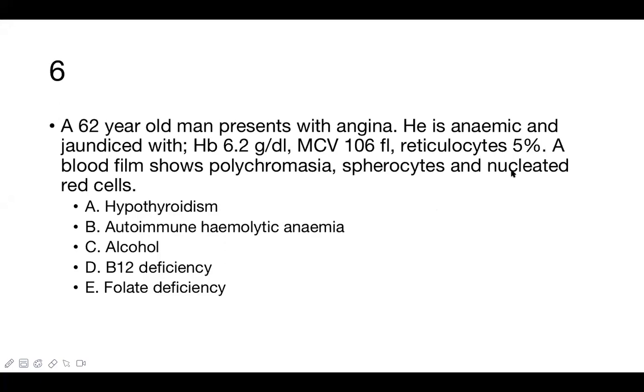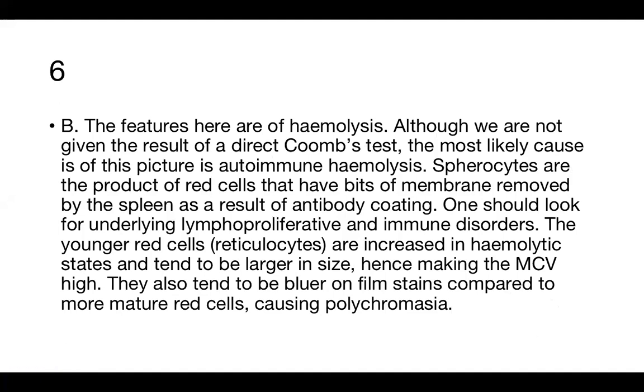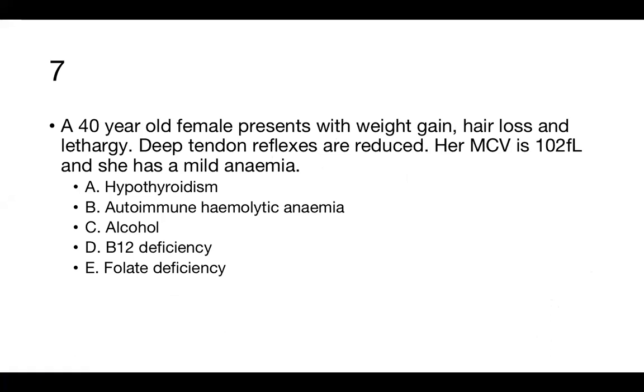Now, why angina? There is no association given for angina, but anemia can lead to angina. Remember this. Look at the hemoglobin here, 6.2. This is severe anemia. So when the oxygen carrying capacity of the blood is low, angina can happen. So all of the points we can fit into autoimmune hemolytic anemia. So this is the correct answer. Okay, so the features here are of hemolysis. Autoimmune hemolytic anemia is the answer here. Let's move on. Let's see another case.